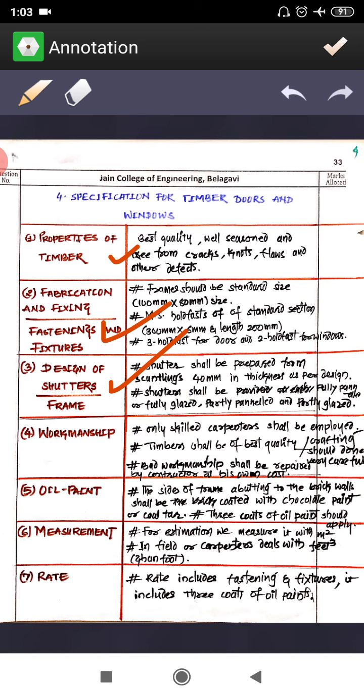So first of all, we go with the properties of timber. The timber should be of the best quality. It should be well seasoned, free from cracks, knots, flaws and other defects.